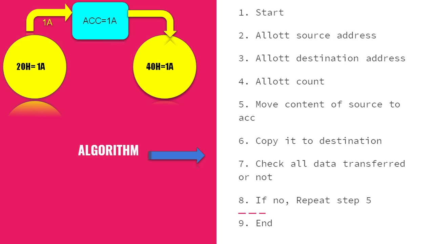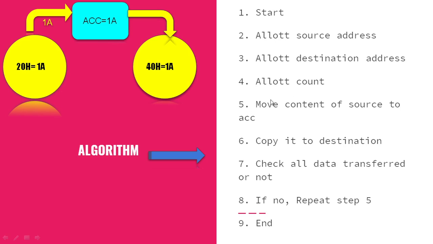To do this we need to have an algorithm. So let's see what the flow is, how to do this. The same thing has been explained here. Look at this. First we need to start the program. As I already told in my previous video, every program will have a start and end directive. So start has to be done. After that you need to allot the source address. Your source address is 20H, so assign that source address to one register. Then allot the destination address, that is 40H, to another register, and allot the count. Count is nothing but how many data you want to move from source to destination. We want 5, so you need to allot that 5 to one of the registers.